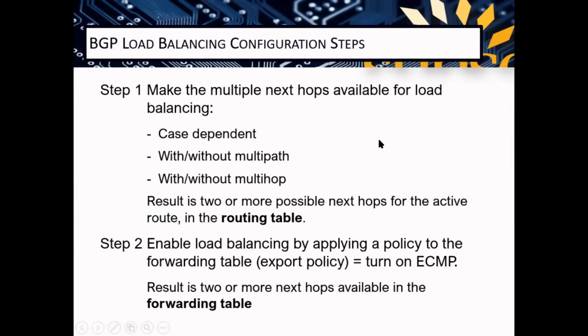All right, so in order to turn on BGP load balancing, there are two steps. The first one is to make multiple next hops available for load balancing. Make sure that the route in the routing table has 2 or more next hops. And then when you turn on ECMP, load balancing can be implemented. How do you complete this step? It's going to depend on the case, and I'm going to show you the different cases that you may run into.